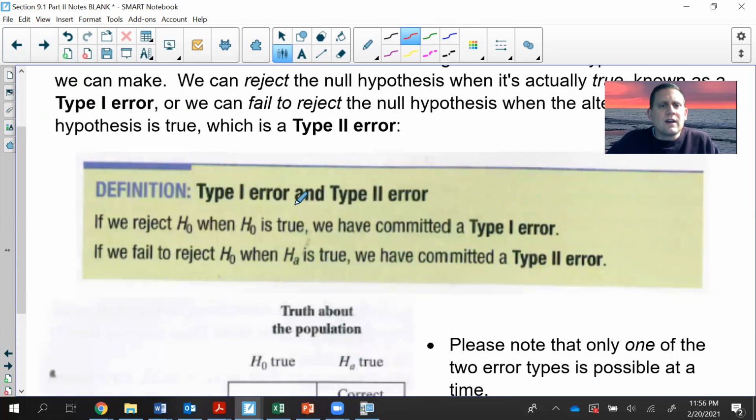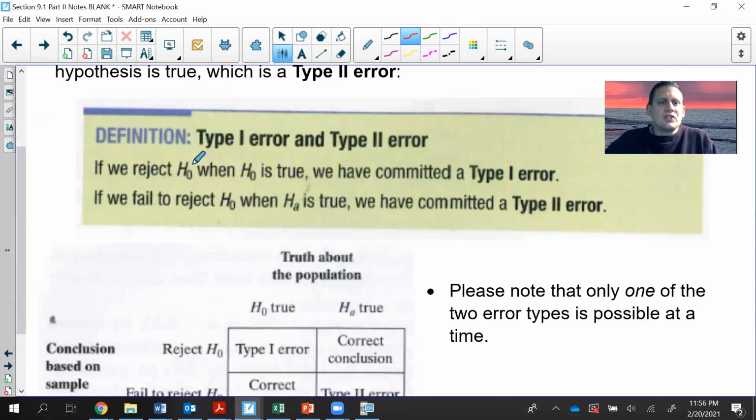So the definitions. If we reject the null when the null is true, we have committed type 1 error. So we reject the null when the null is true. So we reject that they're innocent, find them guilty when they are actually innocent. That's type 1 error. Type 2, when we fail to reject the null when the alternative is true, we've committed type 2 error.